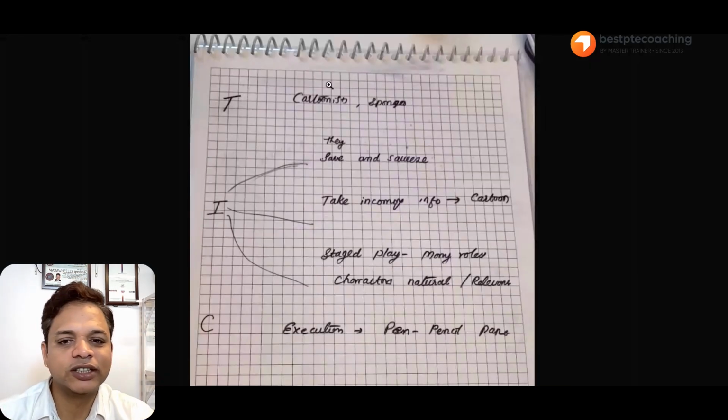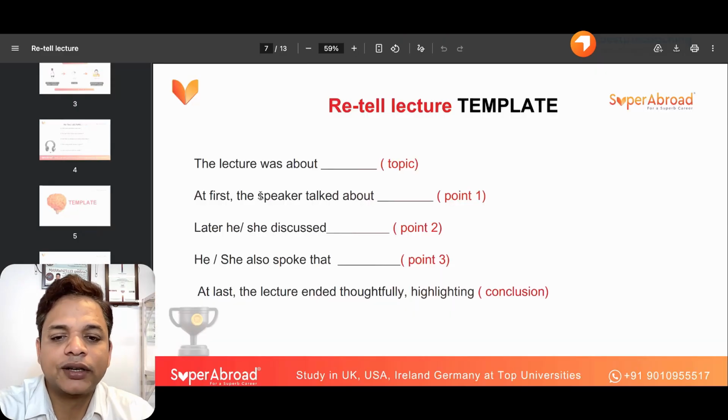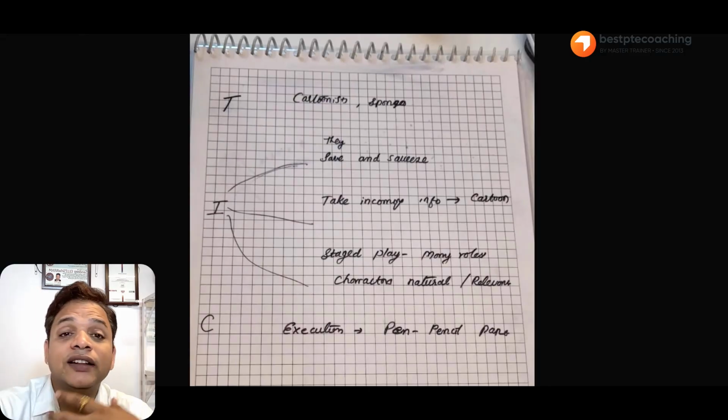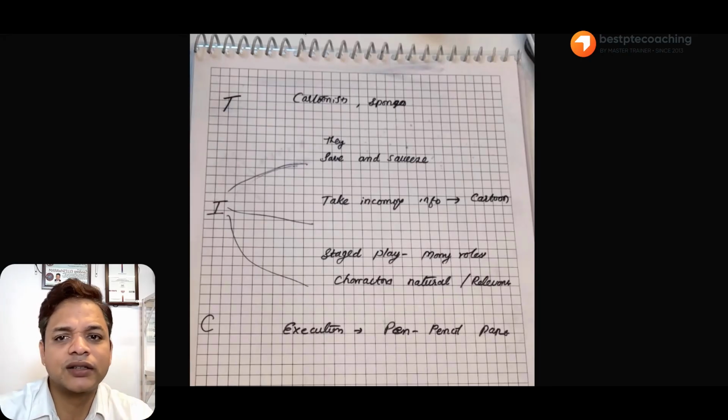I'll show you this one. Yes, the lecture was all about cartoonists. They are like sponges and how they work actually. What is their process of work? Something like that. Yes, done. At first, the speaker talked about what? They save information and they squeeze out the detailing as and when the situation comes. Yes or no? That's what the speaker said, and you can say it.